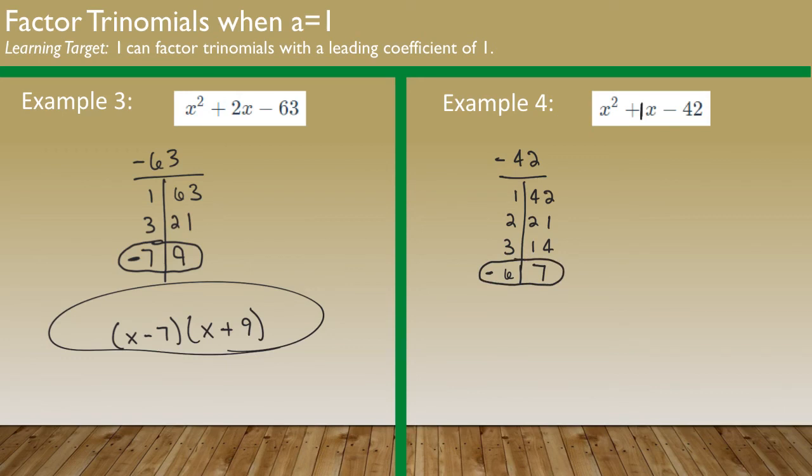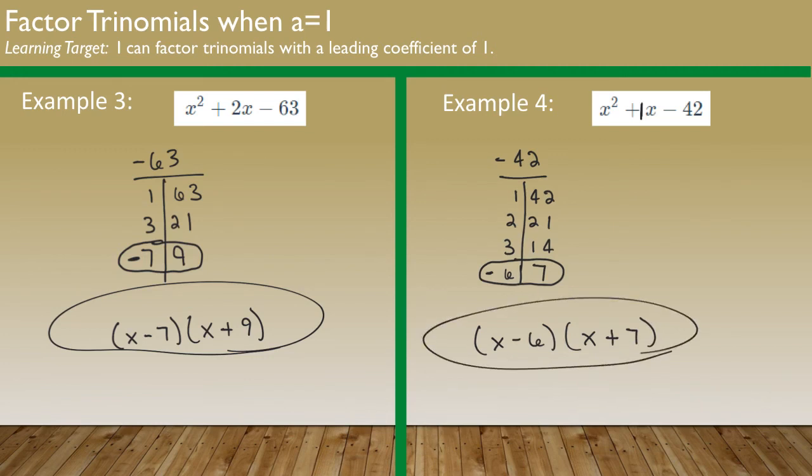And those also, since we're multiplying to make it negative, I have to have one positive, one negative, which we have here. So my factors will be x minus 6, x plus 7, okay?